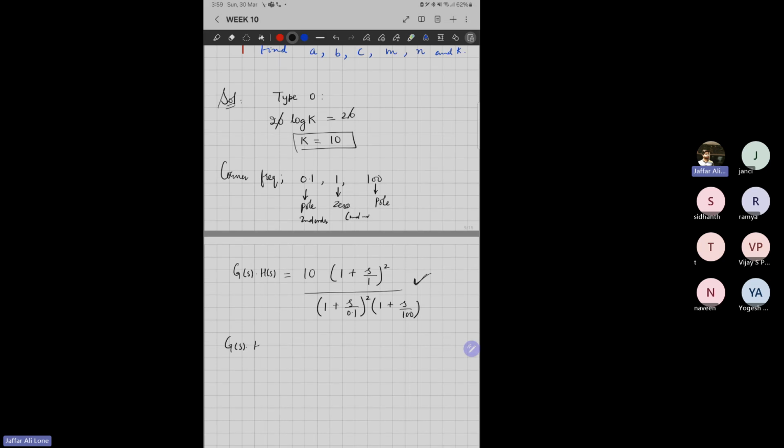G(s)H(s) equals 10 into (s plus 1) squared, over (1 plus 0.1 s) squared, then (s plus 100). Actually, whatever I take common gets cancelled, and again I'm left with 10. Right? So this is the required transfer function that I got. So I can now find this value is 2. Again, this value. So every value I have found.